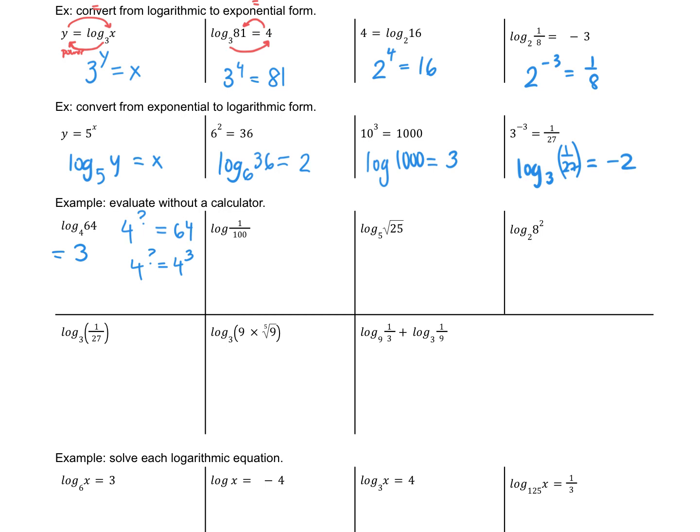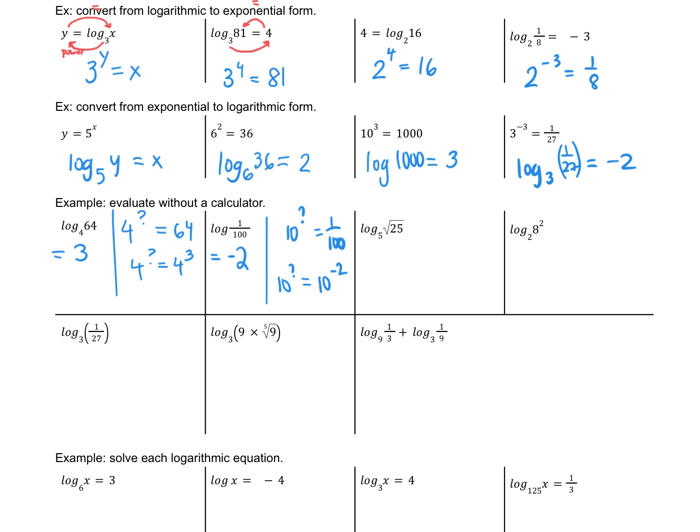Next one, log of 1 over 100. I am asking the question, 10 to the power of what gives me 1 over 100? Now I see that fraction, I'm already thinking of a negative exponent. When I see the 100, I'm thinking of 10 to the power of 2. So 1 over 100, combine that, 10 to the power of negative 2. 10 to the 2 gives the 100, the negative gives that reciprocal. So our log is equal to negative 2.